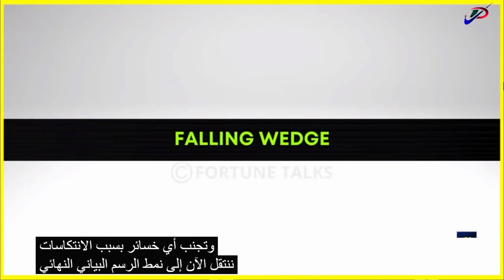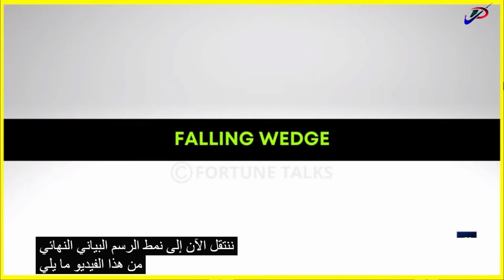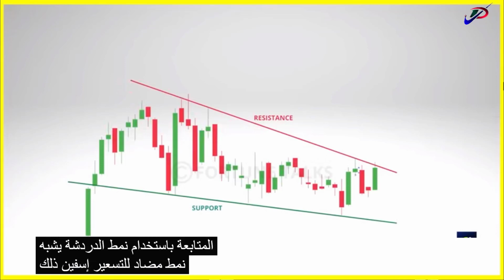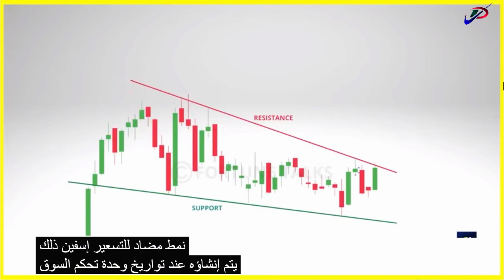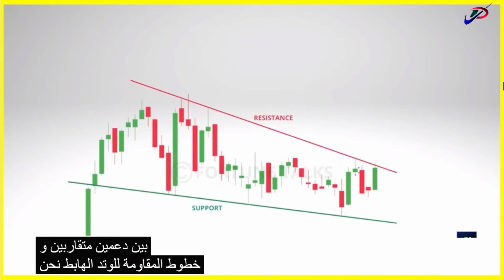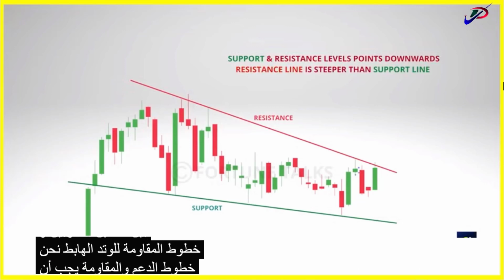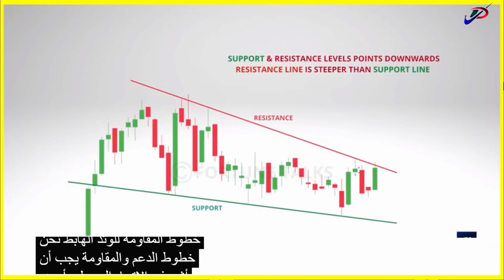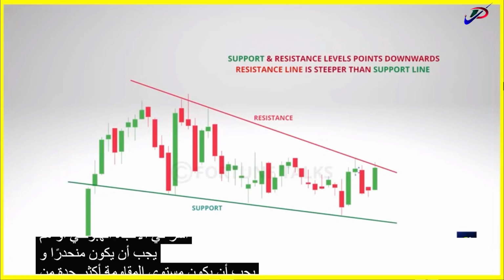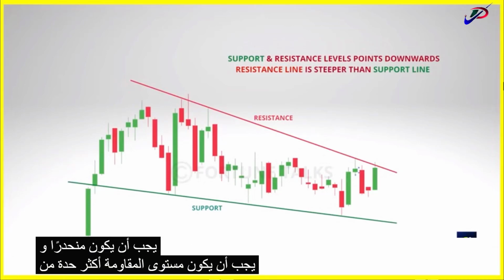Now moving on to the final chart pattern of this video, the falling wedge. The falling wedge chart pattern is like a counter pattern to the rising wedge. It is created when a market consolidates between two converging support and resistance lines. For a falling wedge, the support and resistance lines have to point in the downward direction, or they should be sloping down, and the resistance level has to be steeper than the support level.